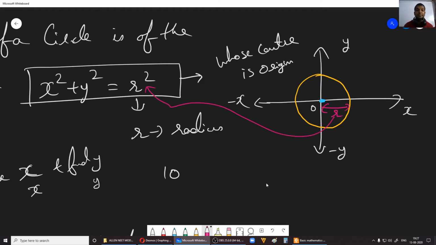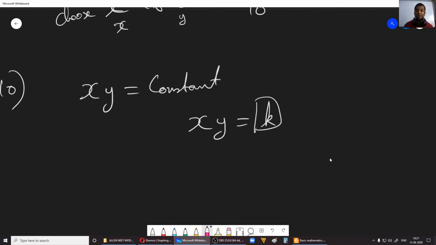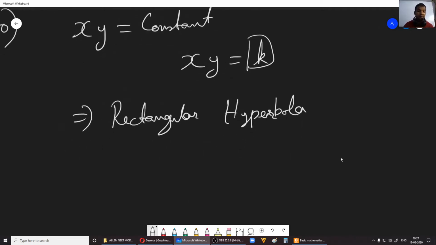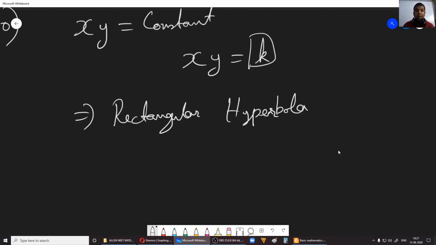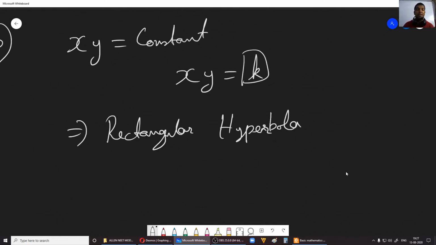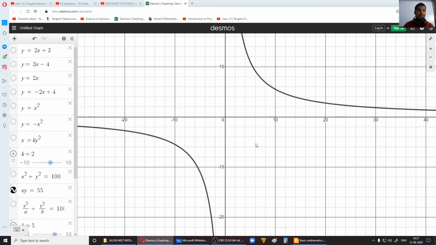Now coming back to this, xy is equal to constant. We'll call it the rectangular hyperbola. So it is known by the name rectangular hyperbola. Now what is a hyperbola? We'll see in a bit. Now xy is equal to constant. The graph looks like this. Here I have taken xy is equal to 55.